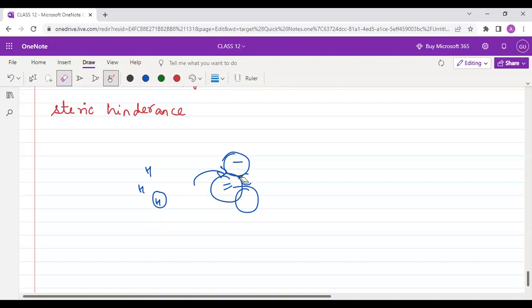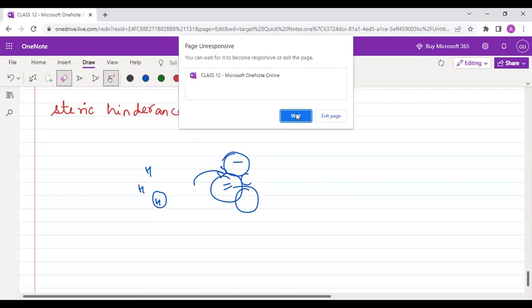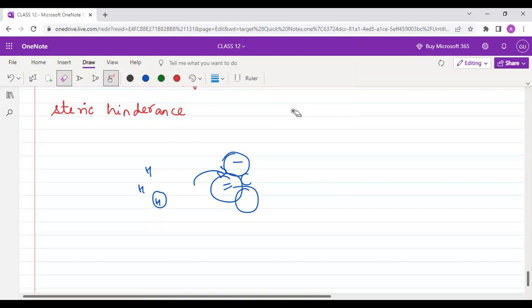Now imagine primary, secondary, and tertiary halides. Tell me which one will have the least steric hindrance: primary, secondary, or tertiary? It's tertiary. Okay. Do you have a notebook with you?